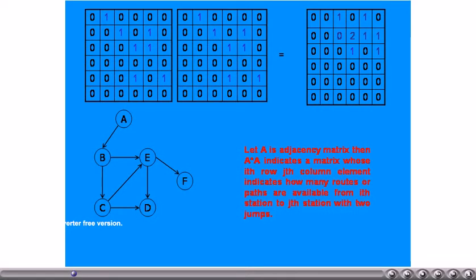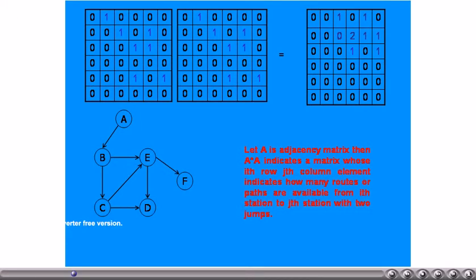For example, if we have a binarized version of the adjacency matrix A, then A into A, that is the A square matrix, will indicate how many routes are possible from one station to another station with two jumps or two hops or via two edges.